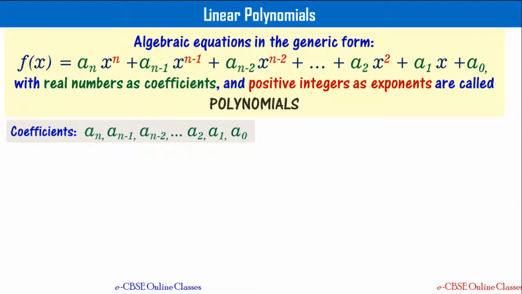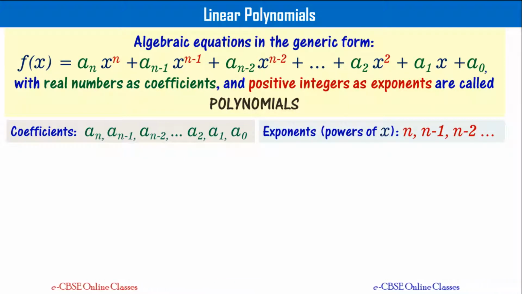In the given polynomial, an minus 1, an minus 2 and so on are called coefficients, and they have to be real numbers. Please take a note of that. And in f of x, powers of x, those are n, n minus 1, n minus 2 and so on, are called exponents, and these have to be positive integers. Please take a note of that.